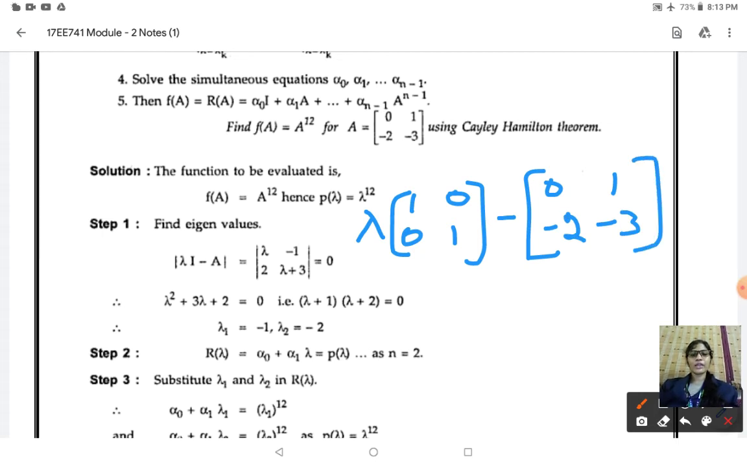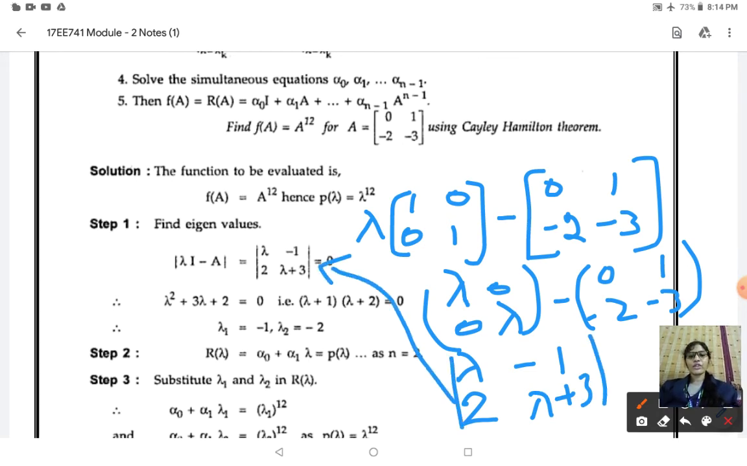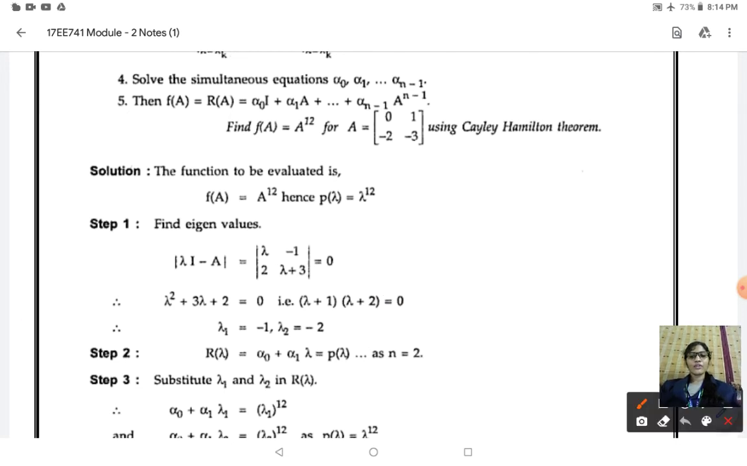So if you find lambda I minus A, you will get lambda 0 0 lambda, minus A, which is 0 1 minus 2 minus 3. So when you subtract it, you will be getting lambda, minus 1, here 2, lambda plus 3. So it is the equation that has been identified for lambda I minus A. Then identify your characteristic equation, that is, identify the determinant value for this, so that you will get one equation. From there you can identify your eigenvalues lambda. For this particular problem, you are getting two eigenvalues, one is lambda 1, other one is lambda 2.